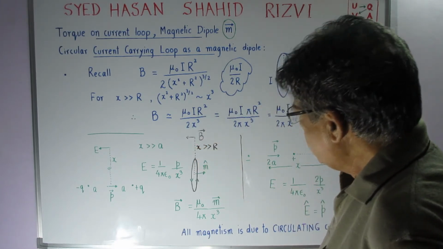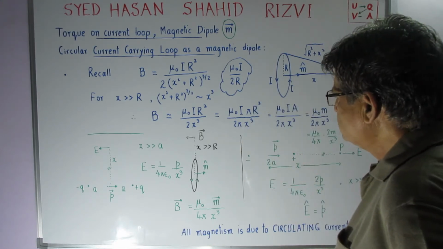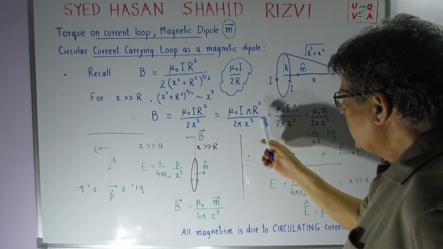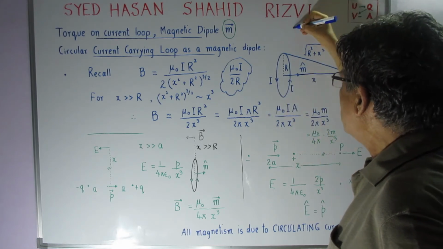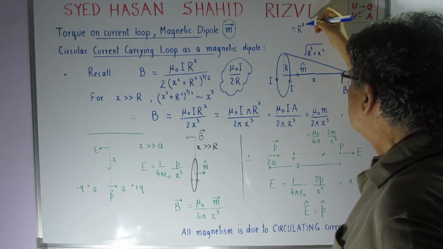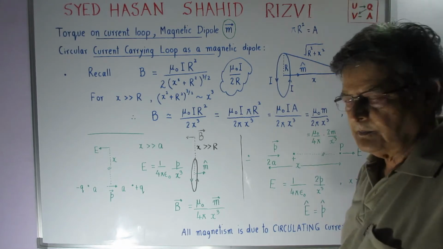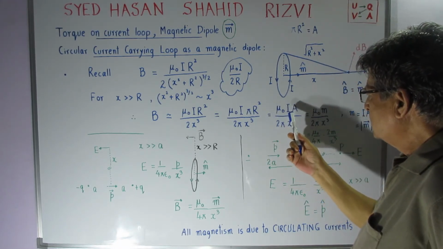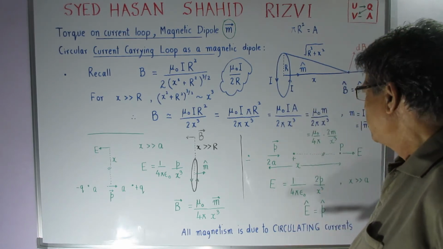And if I multiply the numerator and the denominator by pi, then I get mu naught I pi r square upon 2 pi x cube. Now this pi r square is equal to the area of the circular loop. Okay, so I put it here, and this becomes equal to mu naught I A upon 2 pi x cube.